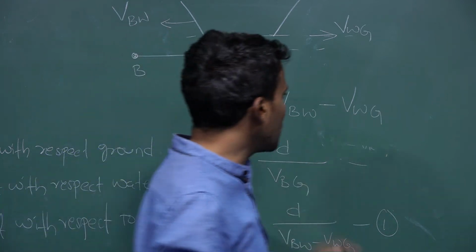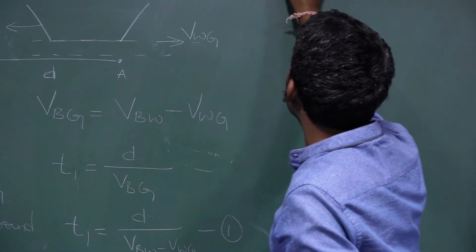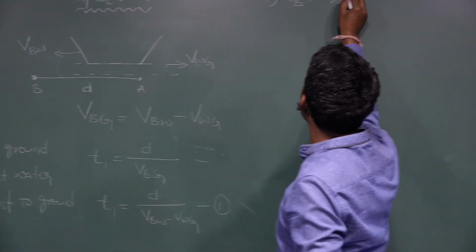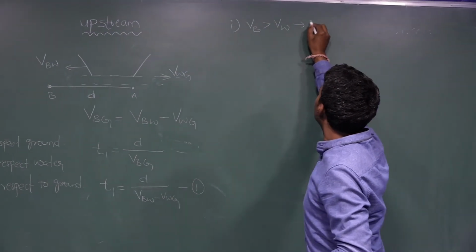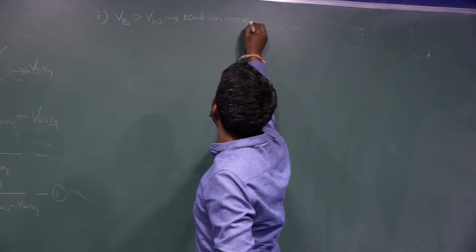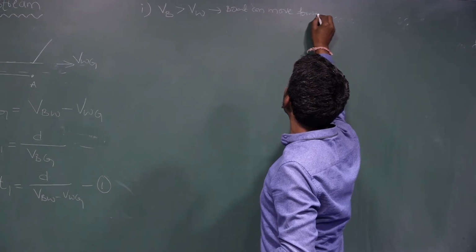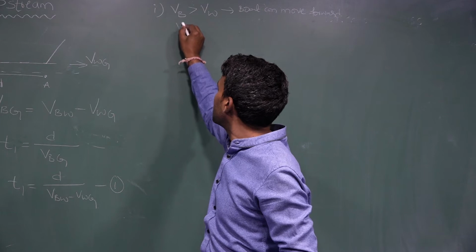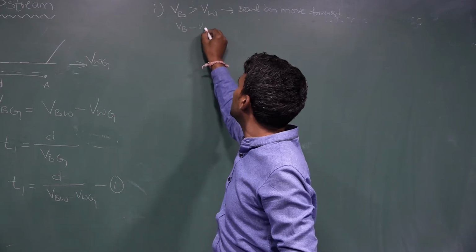And if it is according to this condition, I am giving one condition: if the velocity of the boat is greater than the velocity of the water, the boat can move in the forward direction. That is the first condition. For this one only we have written VB minus VW.